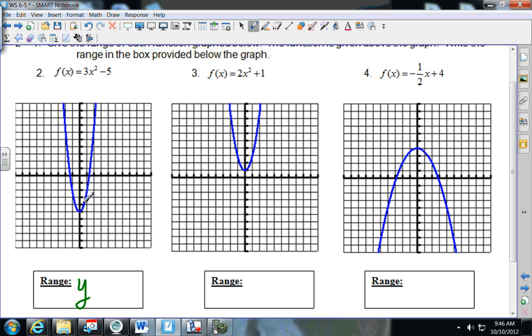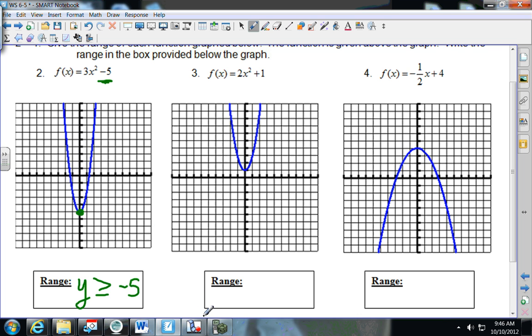My parabola right here. It opens upward. So should it be greater than or less than? Greater than, and it's always greater than or equal to. What is the lowest number on the parabola? 1, 2, 3. It's negative 5, and I also know that from my equation right there. Negative 5. So my range is everything from negative 5 and above.